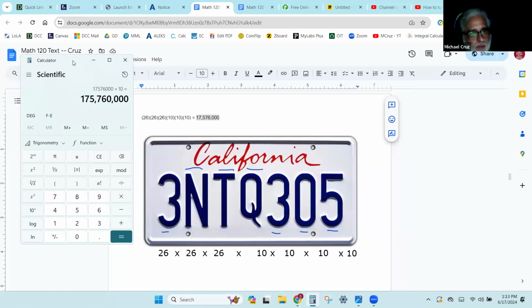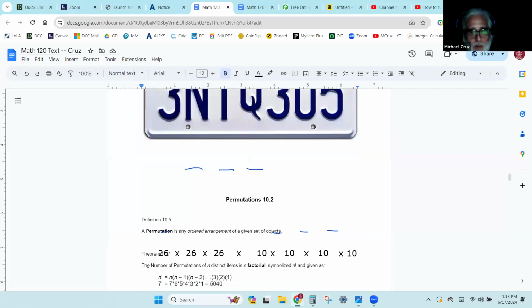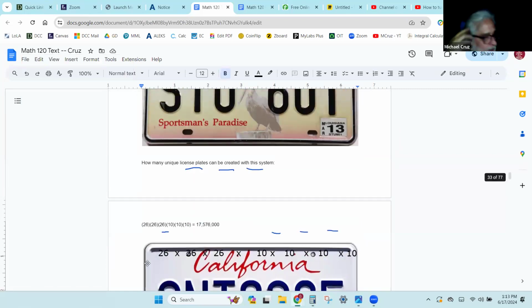That's the counting principle. We can also modify it to deal with repetition as well. But this right here is where we don't care about repetition, and we'll look at some of those later.